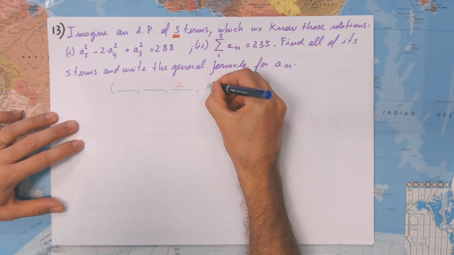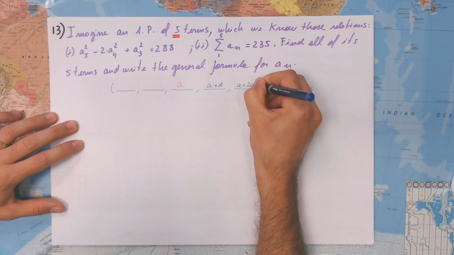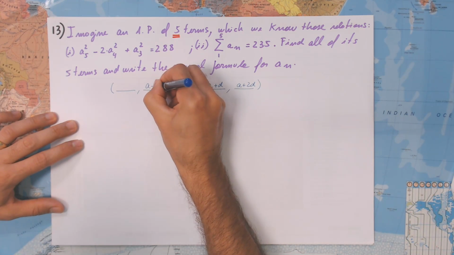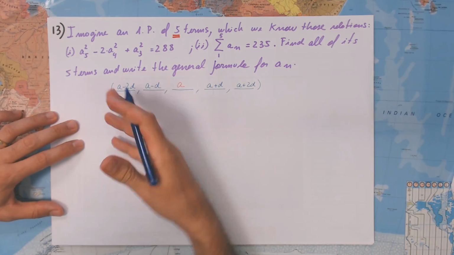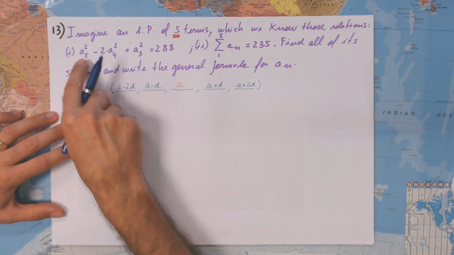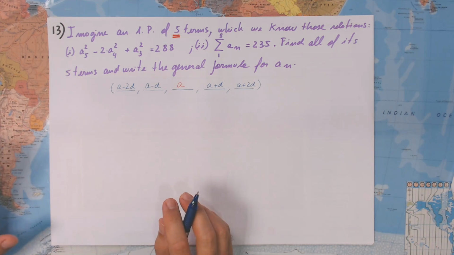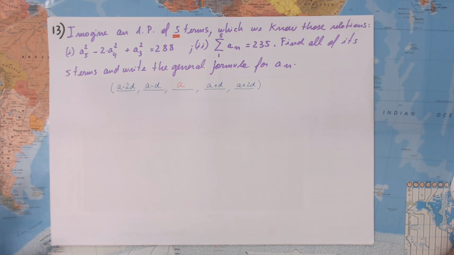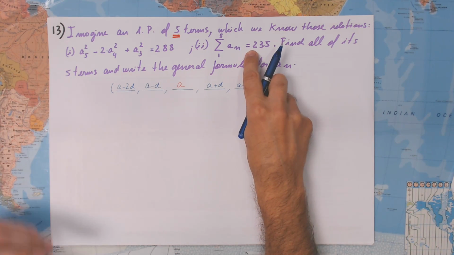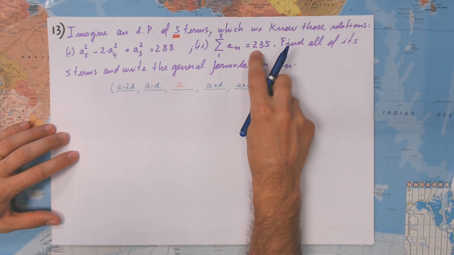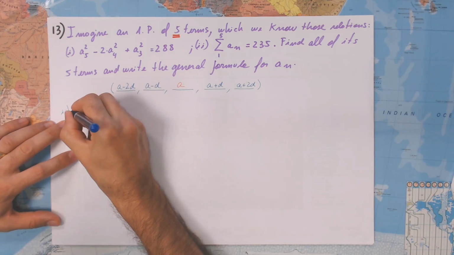This is going to be A plus D, A plus 2D, A minus D, A minus 2D. You have to name them, because we're going to have to apply everything here. And now it's very straightforward. Where should we begin? We could start from this information here, because this is very straightforward. So let's start with the second information.